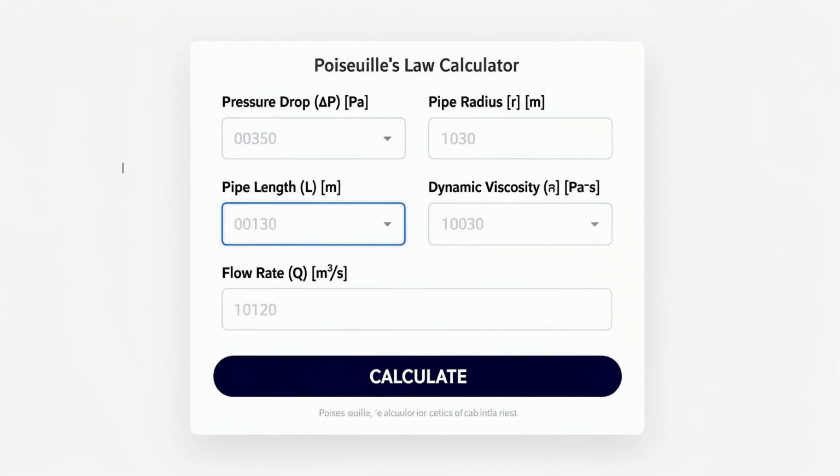Let's work through an example. With pressure drop delta P at 50,000 pascals, pipe radius R at 0.005 meters, pipe length L at 2.5 meters, and dynamic viscosity ETA at 0.001 Pascal seconds, clicking Calculate gives us our results.